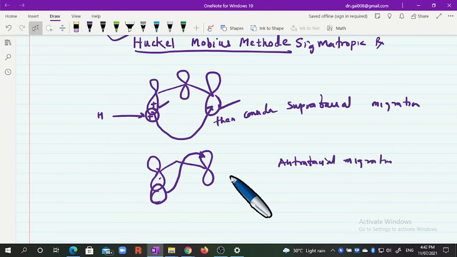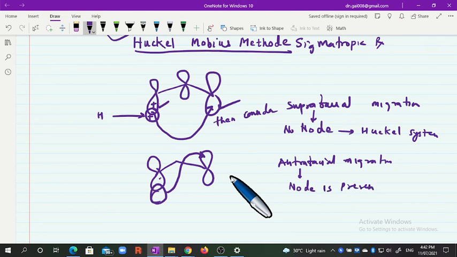If suprafacial migration is there, for the Huckel-Mobius system it is considered as no node, and a no-node system we call the Huckel system. And if antarafacial migration is there, that type of migration has a node present, and such a system is called the Mobius system. Alright.